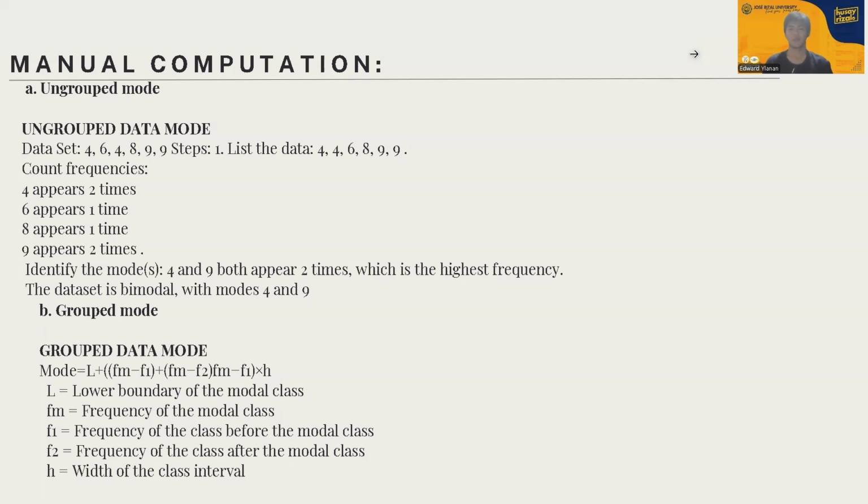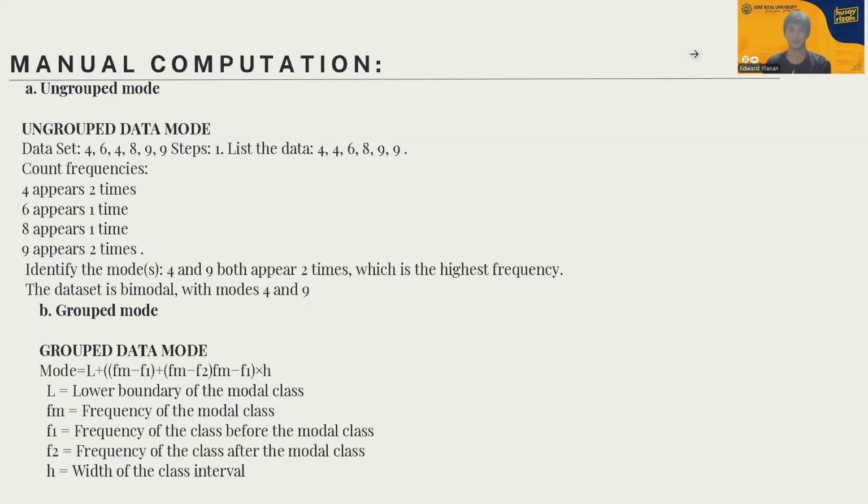Manual computation for ungrouped mode. The dataset is 4, 6, 4, 8, 9, and 9. Step 1. List the data in ascending order, or lowest to highest, and it will be 4, 4, 6, 8, 9, and 9.